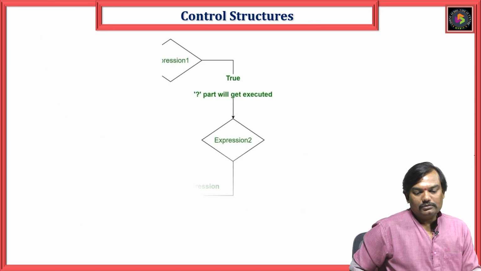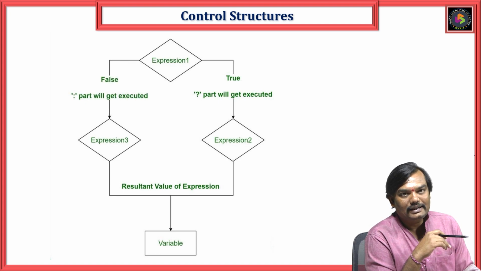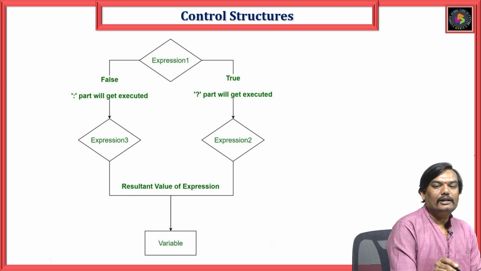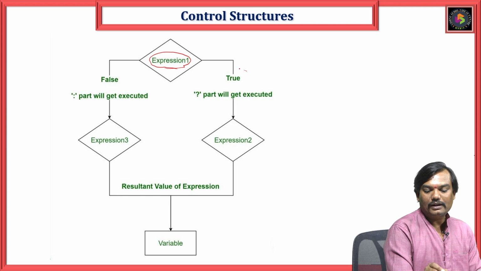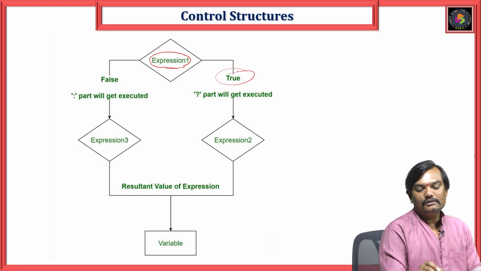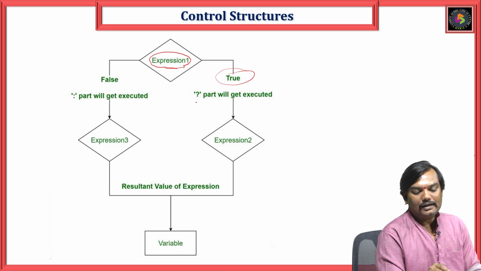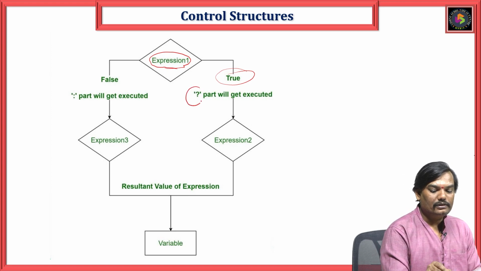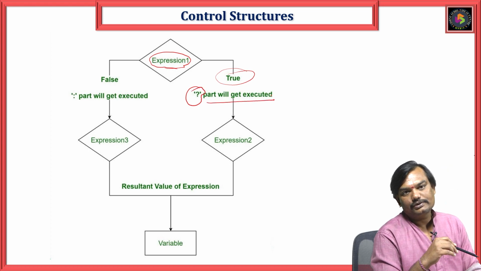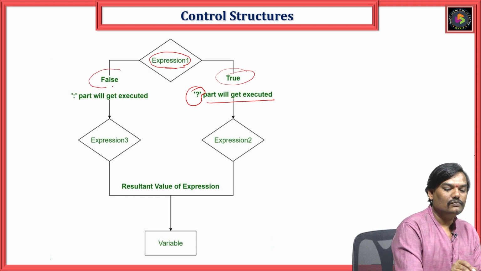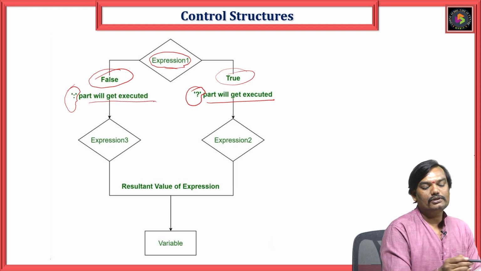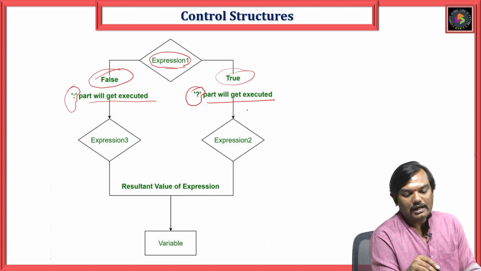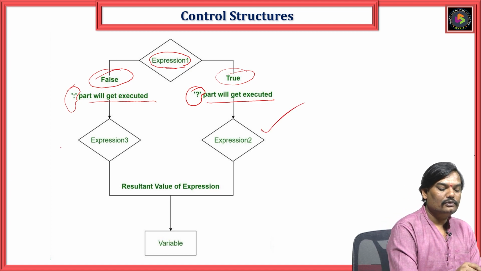Now what is the flow of control when we use this particular conditional operator in the program? Expression 1 will be tested, right? If expression 1 is evaluated to true, the control will travel in this true path, right? So when the control travels in this true path, whatever statement we have written after the question mark symbol, that part will get executed. If the expression is evaluated to false, then the statement we have written after the colon gets executed. So in our syntax, after the question mark we have expression 2 and after the colon we have expression 3.